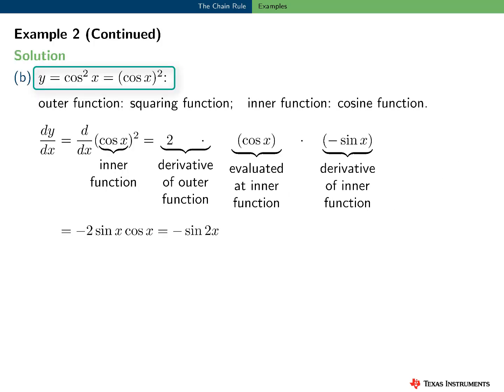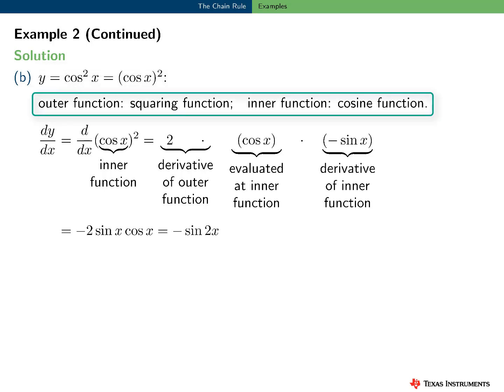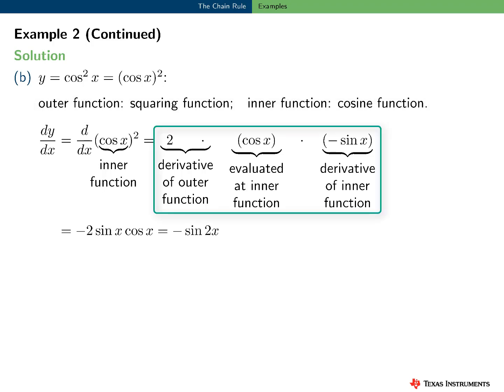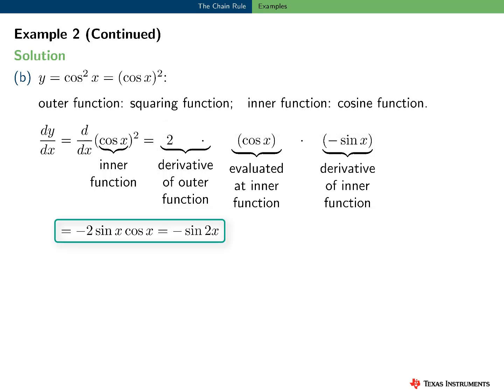In part B, I need the derivative of the function cosine of x quantity squared. Once again, I need to recognize that this is a composition function, and here the outer function is the squaring function, and the inner function is the cosine function. The derivative dy dx is the derivative of the outer function evaluated at the inner function times the derivative of the inner function. And I used a trigonometric identity to write my final answer.